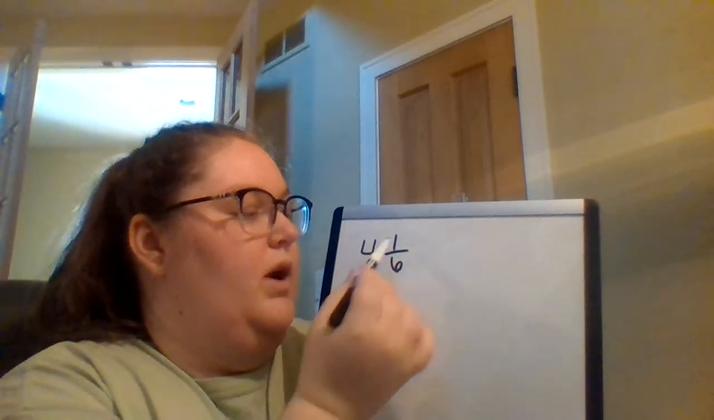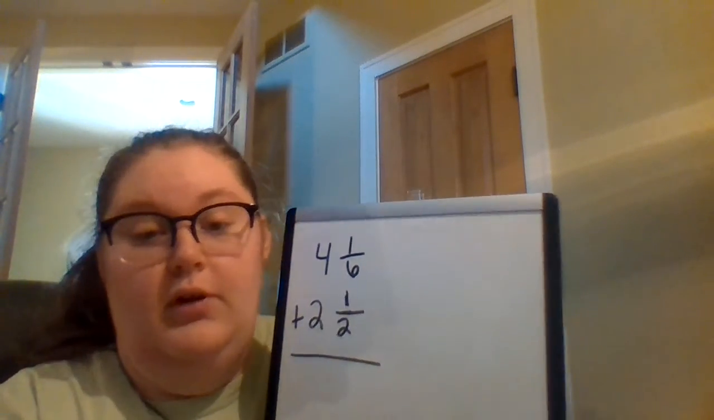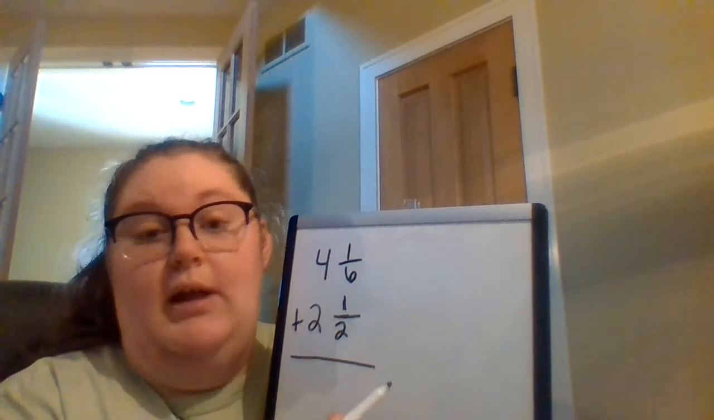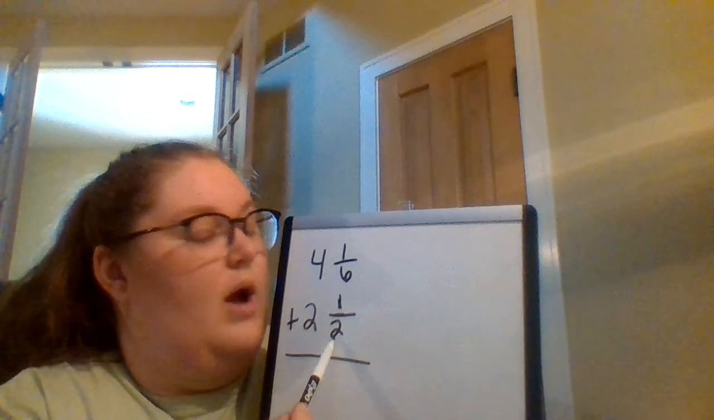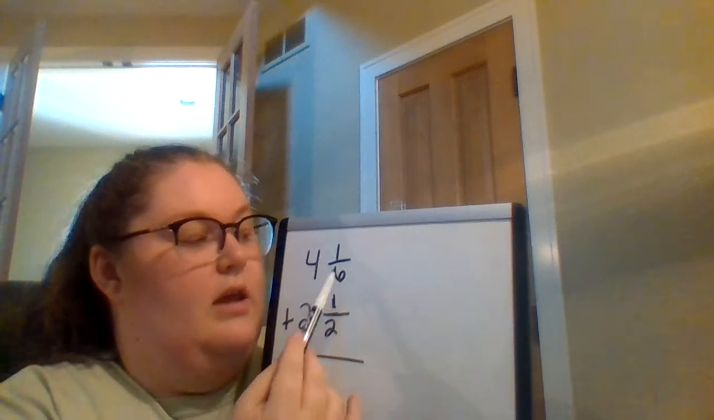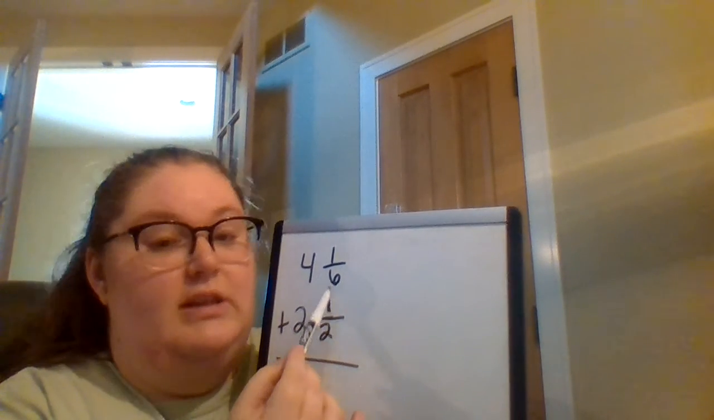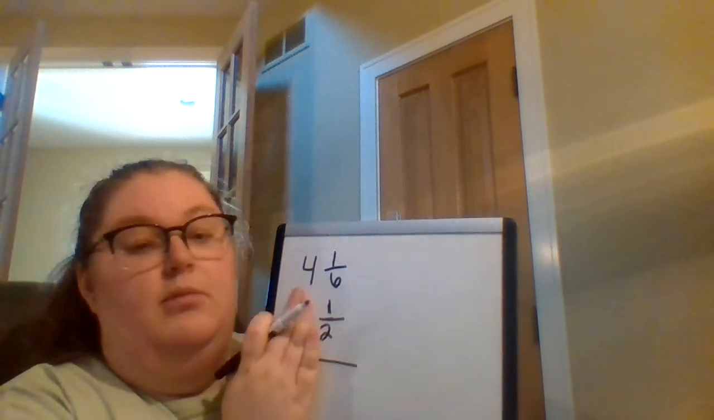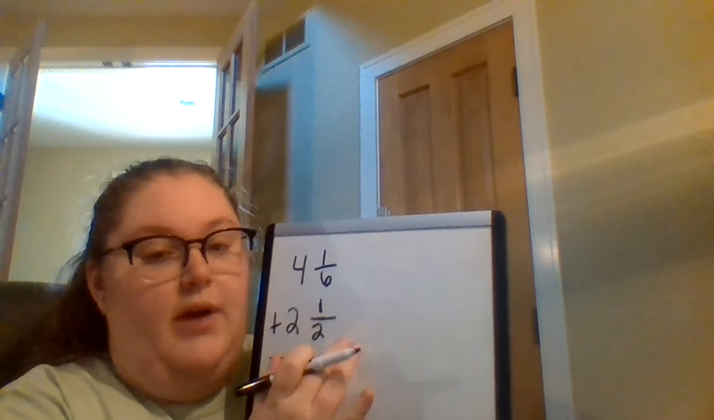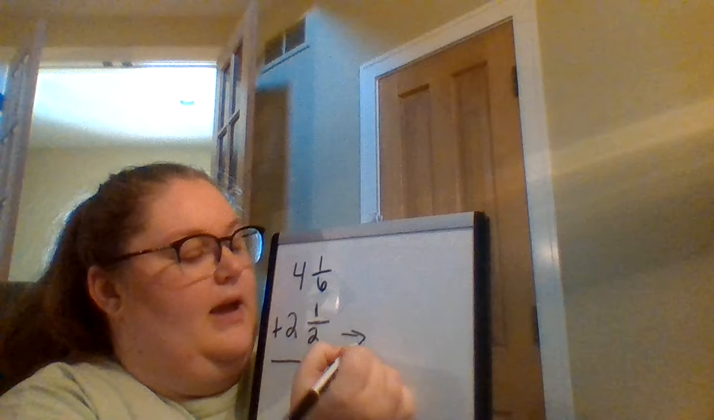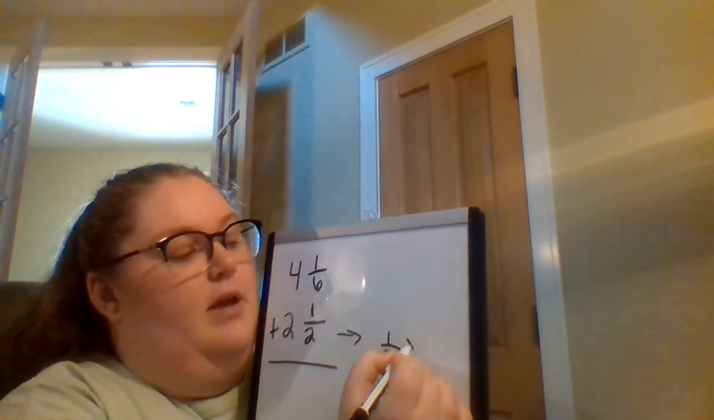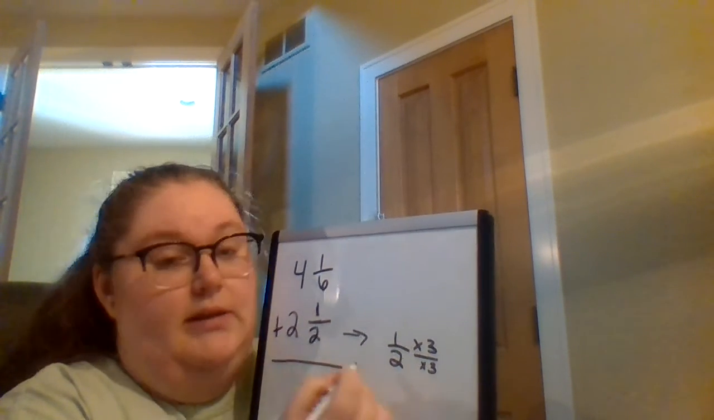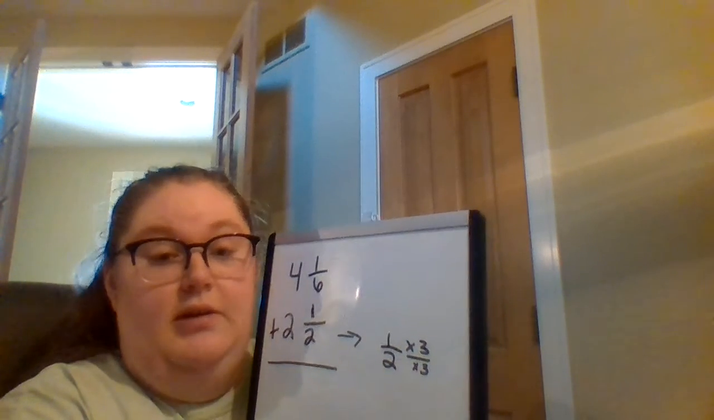Okay, so I have 4 and 1/6 plus 2 and 1/2. I can't just put 6 and make it 2. I can't do that. I need to multiply to get my new denominator. So I'm going to take my 1/2, and what can I do to multiply it to get the denominator 6? 3. So when I multiply, I'm not multiplying my whole number. I'm only doing my fraction. Remember, whatever I do to the top, I'm going to do to the bottom. So 1 times 3 is 3, and 2 times 3 is 6.